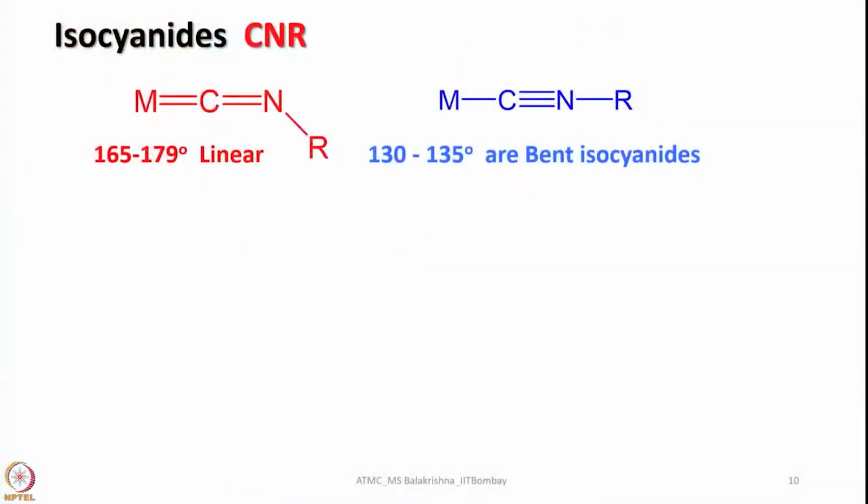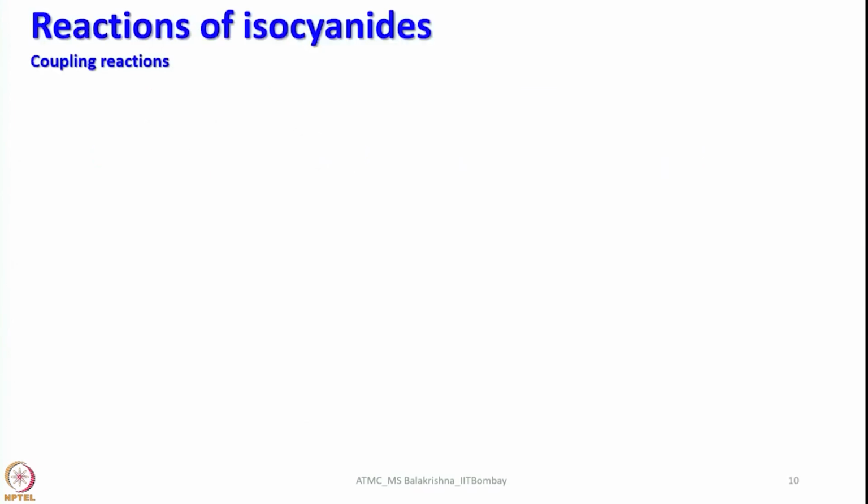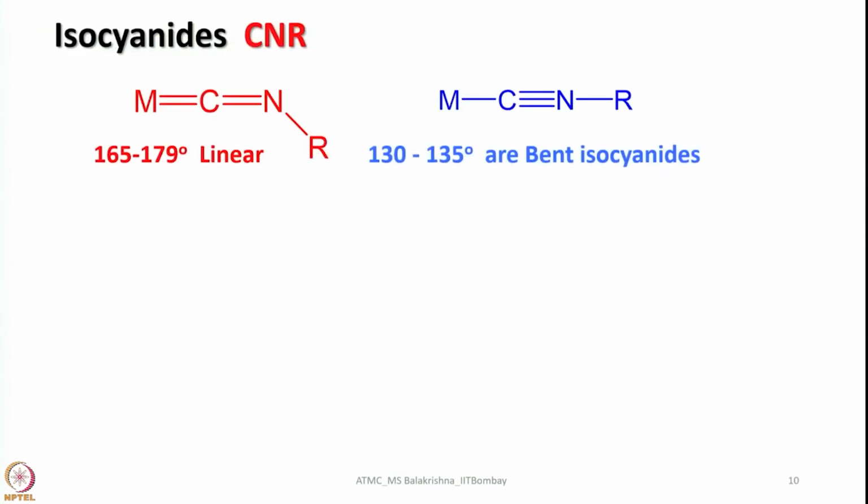Now let us look into another interesting ligand system, isocyanides, and I have shown the binding mode. You can have either a linear fashion of binding, or it can also show this bent mode here, and the difference can be seen from the bond angle here. If it is 165 to 179 degrees, we can consider it linear, and if it is in the range of 130 to 135, it will be bent. Then let us see how these isocyanide compounds are prepared.